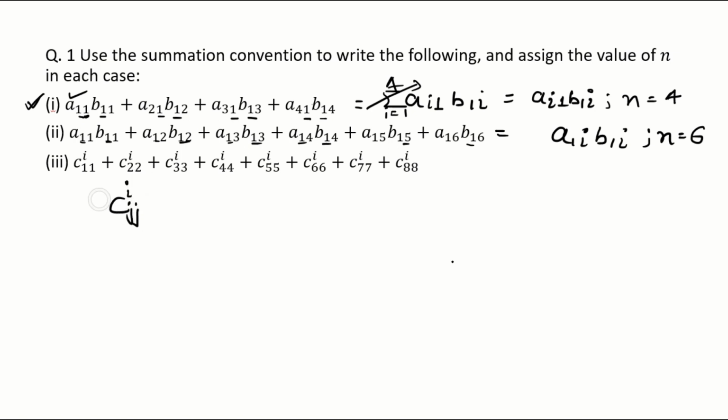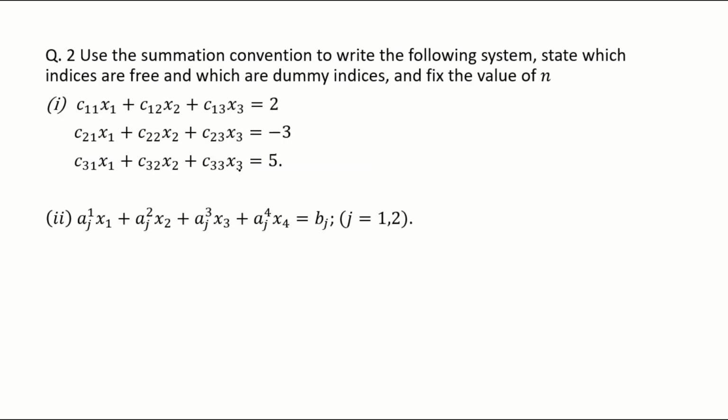So while using tensors we write expression in this form, but as j is repeating twice, that means there is a summation. j will vary from 1 to n, so you will mention the value of n, it will give you the upper limit for the sum. So here we have 8 terms, so n will be 8. So that's it for question number 1.